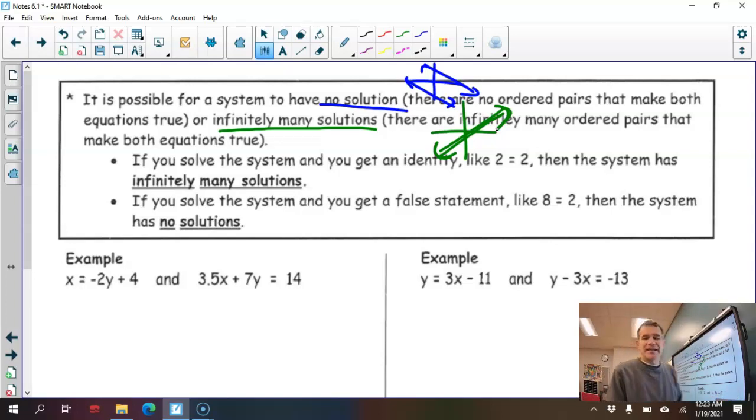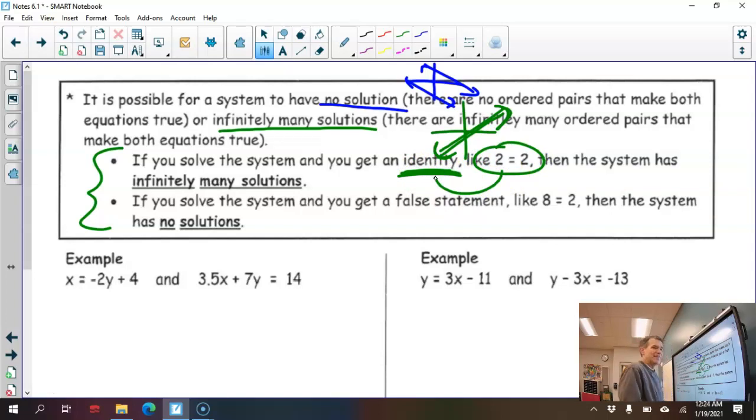So what does that look like if we're not doing the graphing method? How do we know if there's no solution when we do substitution? Well, here's how. If you solve the system and you get what's called an identity, that is two numbers equal to itself, then the system has infinitely many solutions. And if you get a false statement, like 8 equals 2, that means there is no solution. Let me show you a quick example.